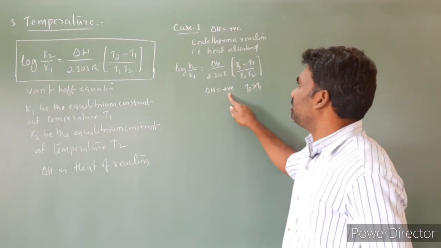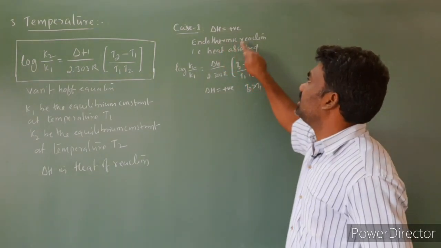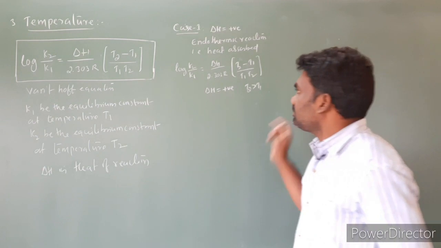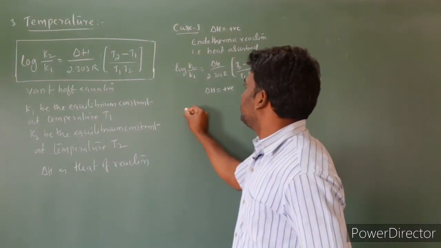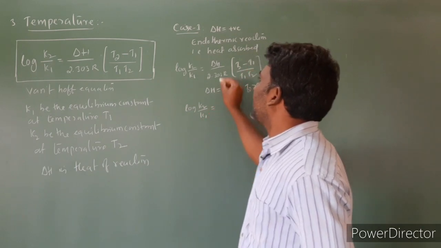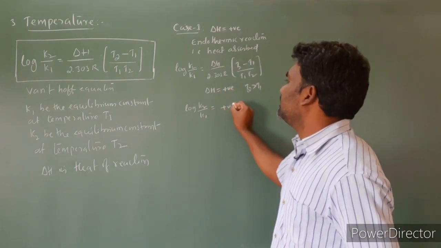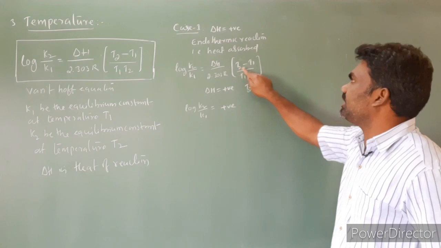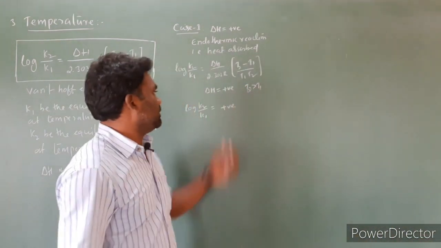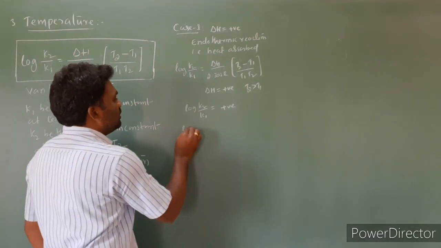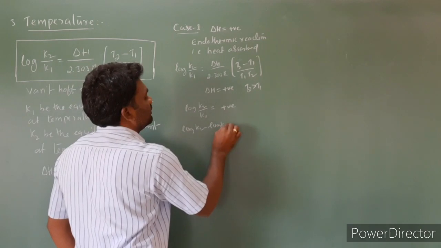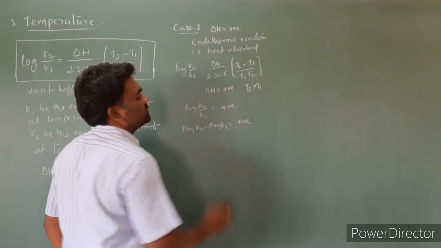So delta H is equal to positive, that means endothermic reaction, heat is absorbed, delta H is positive. Temperature T2 is greater than T1. So if delta H is positive, then log K2 by K1, this total term will become positive. Delta H is positive, and T2 is greater than T1, so this is a positive term. The total term is positive. So you can take log K2 minus log K1 is equal to positive, isn't it?